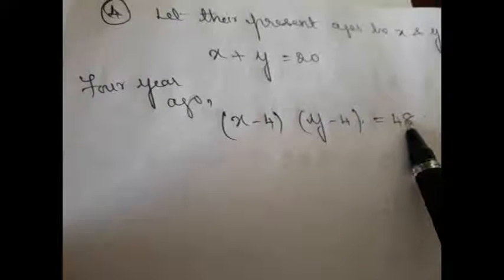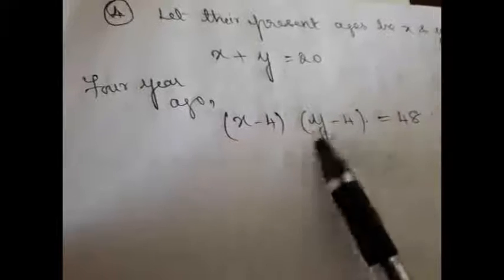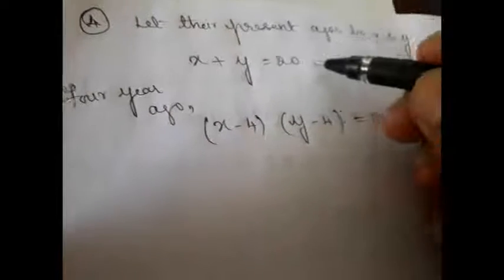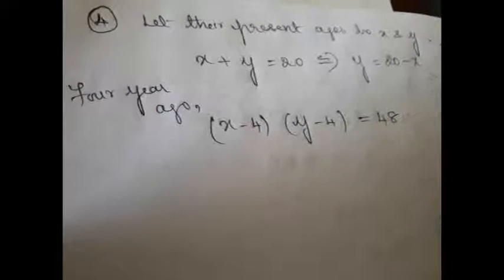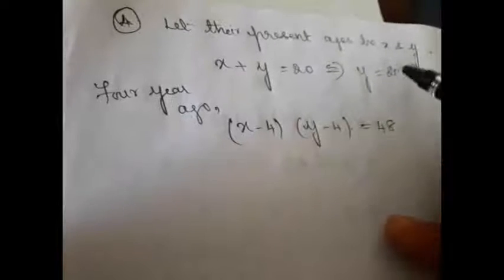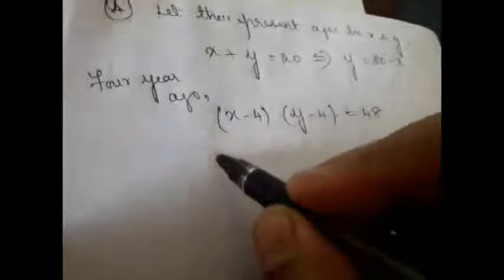And since we are concentrated in quadratic equation, we are not interested in having two variables, right? So from this, find one variable in terms of the other. I am going to find y in terms of x. So y will be 20 minus x. So in the place of y, I am going to replace it by 20 minus x. So x minus 4 into 20 minus x minus 4 equal to 48. Now x minus 4 into 20 minus 4 minus x, 20 minus 4 is plus 16, equal to 48.